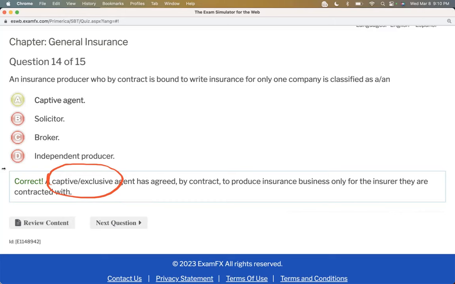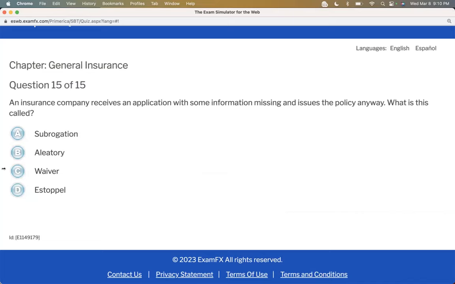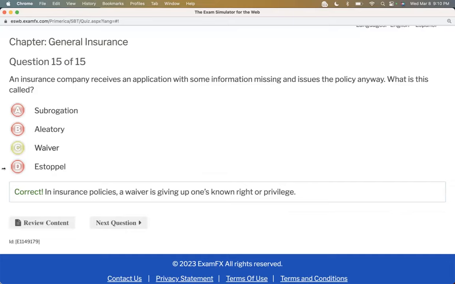Insurance company receives an application with some information missing and issues the policy anyways. What is this called? B. C, waiver. They basically issued the policy. They said, you know what? We're still going to issue it, so we'll waive that question. We don't need it anyways to issue the policy.